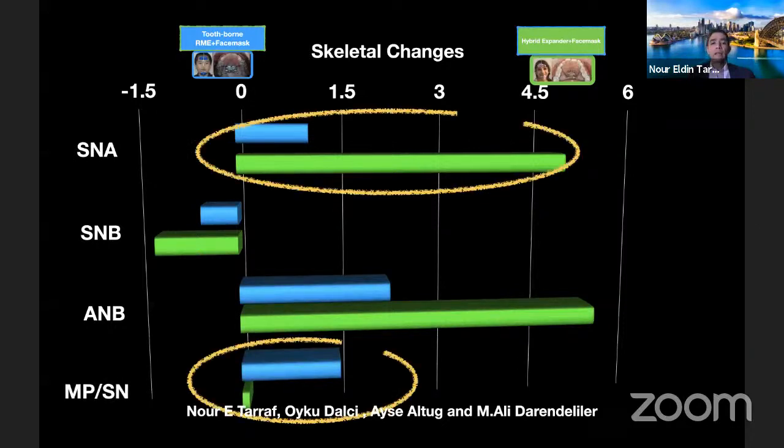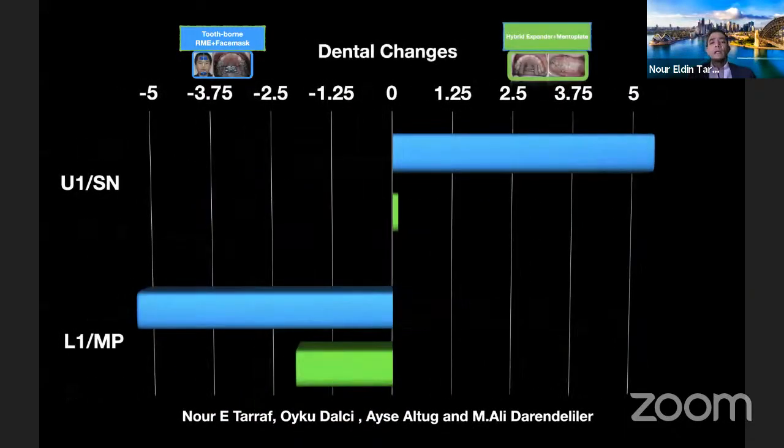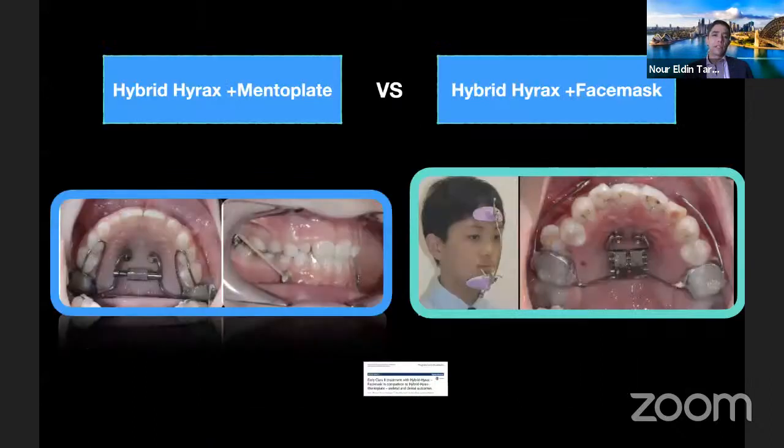Now, looking at the level of the teeth, let's have a look. Significantly, almost no dental side effects pretty much in the maxilla in the group that had the mini implant-borne expander, whilst you have a lot more proclination and dental side effects in the group that had the tooth-borne expander.